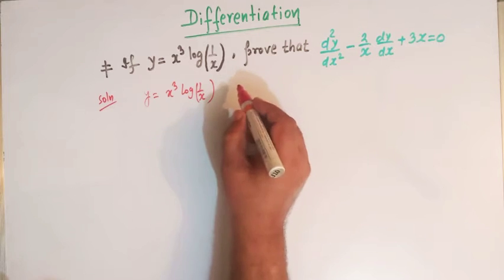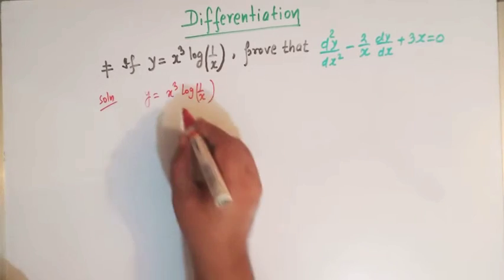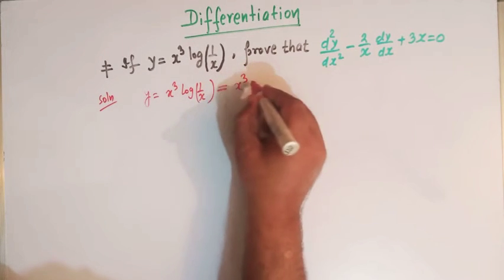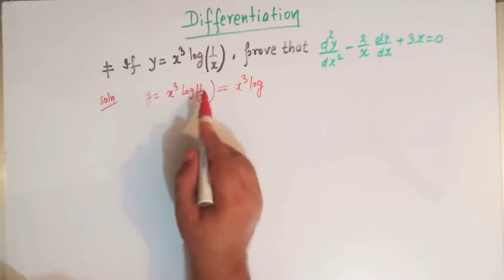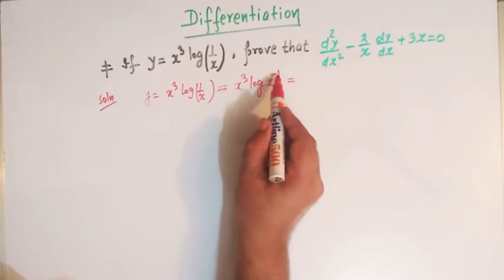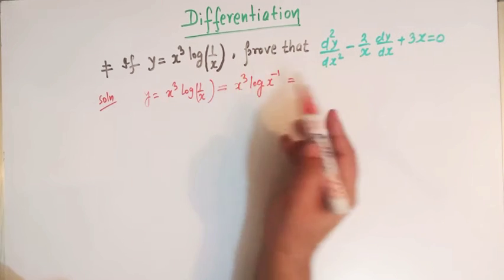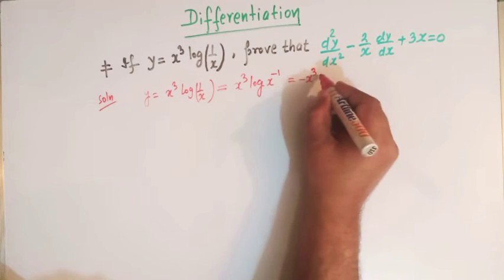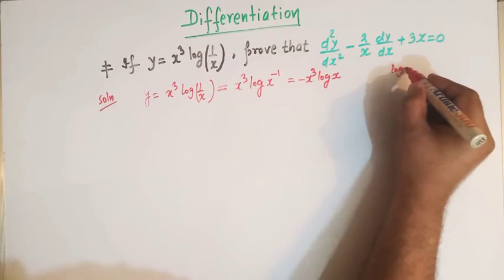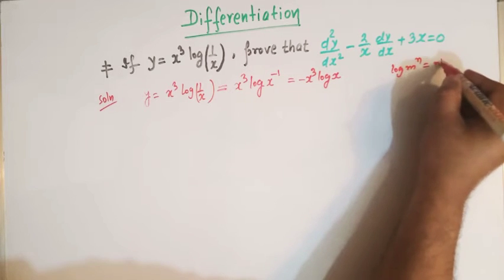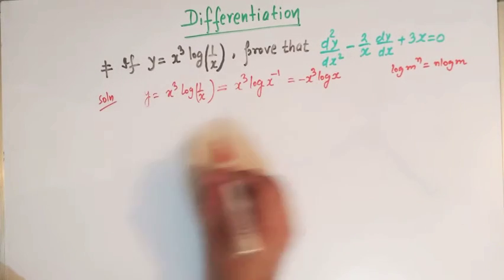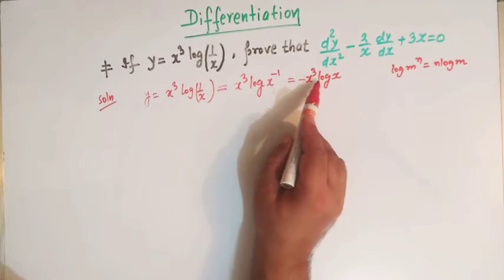Now this function can be written as x cube times log of 1 over x, and here log of 1 over x can be written as log of x raised to minus 1, and then taking minus 1 to this side we have minus x cube log x, because log of m raised to n is n log m, right? Now we have this function, so differentiating both sides.